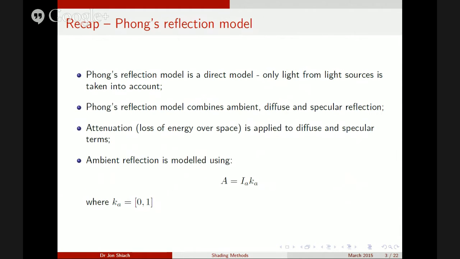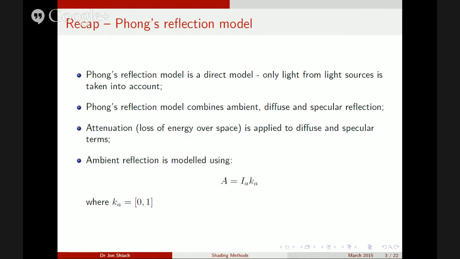And the one we use is called Phong's reflection model. It's a direct model, so only light from light sources is taken into account. It combines three different types of reflection: ambient reflection, diffuse, and specular. It also caters for attenuation, and that's the further away you get from a light source, the less strong the light will be. So, for example, if you've got a candle and you're 100 meters away from it, you're not going to get much light from that candle. So that's to do with attenuation.